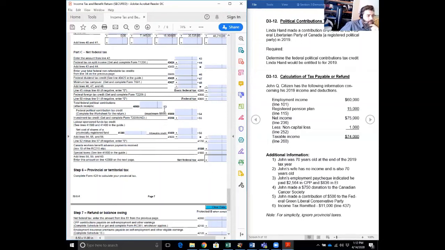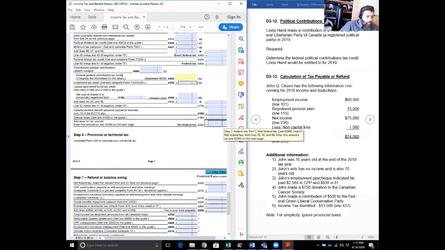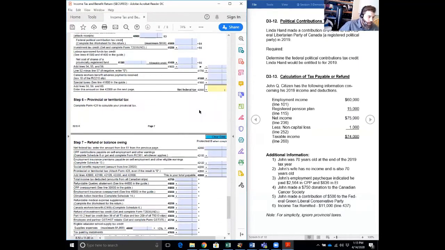Nope, because then we also have the federal political contribution tax credit. So you see we have two more actual tax credits. So we have the federal dividend tax credit and the federal political contribution tax credit that we would put in here as well. We end up with our net federal tax. We haven't considered these other amounts down here. Okay.